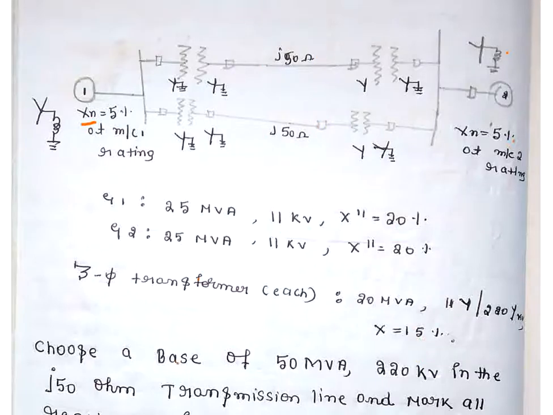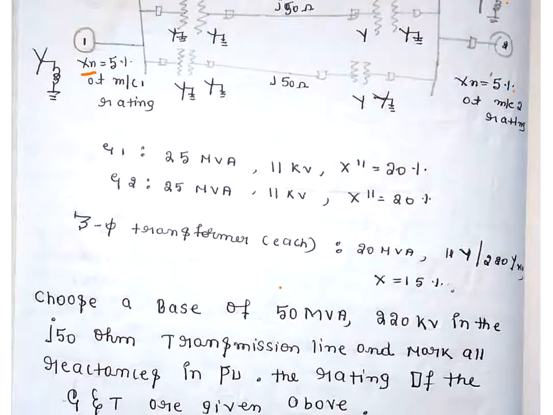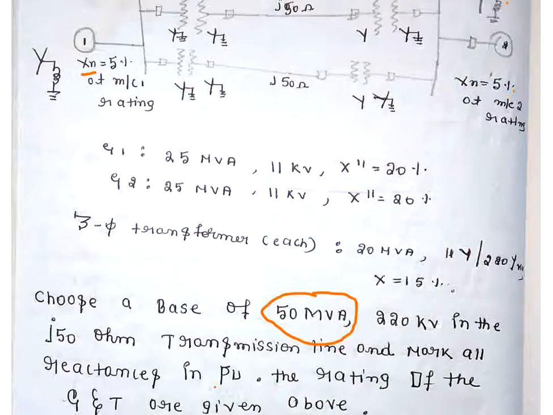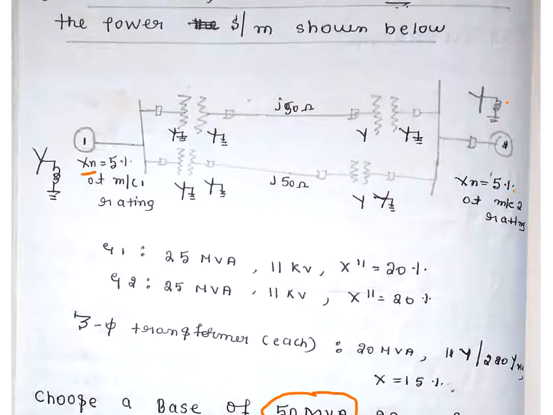Reactance is 15%. Choose a base of 50 MVA. In previous problems in the second module, if the base had been given, we take it as per the question. If it had not been given, we take 100 MVA as standard. So which base has been given? Choose a base value of 50 MVA, 220 kV in the j50 ohm transmission line. So this base value has been given.